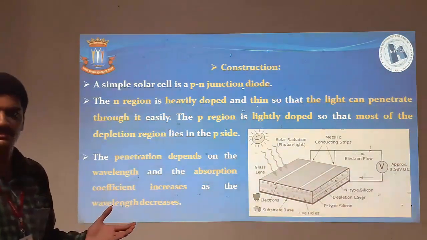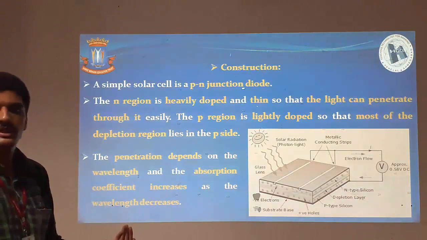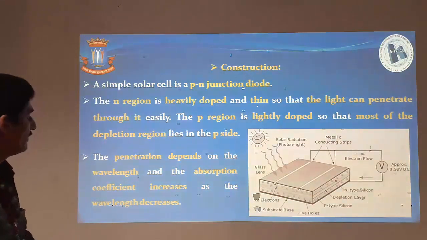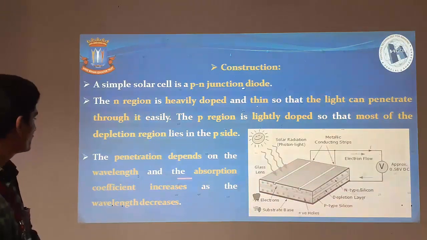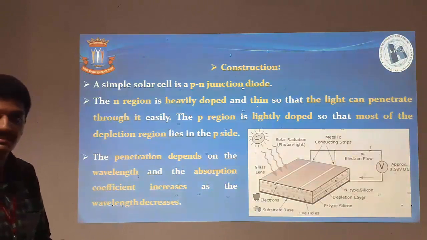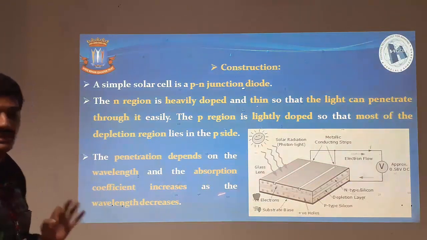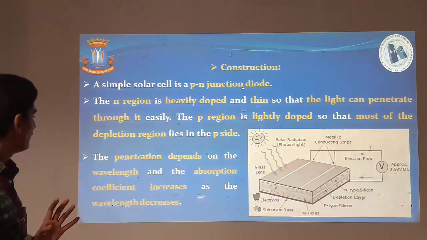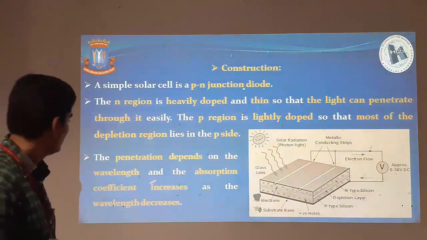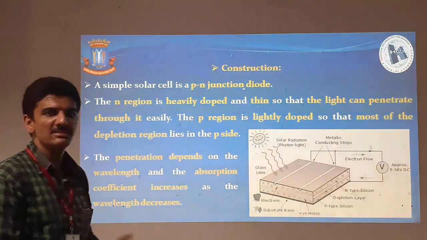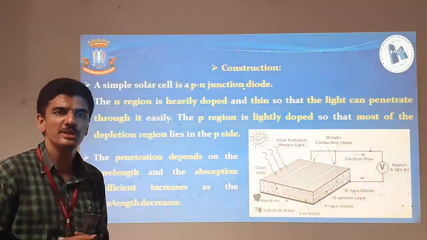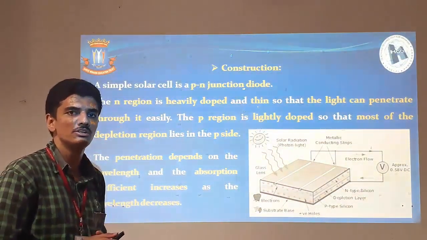Now, this penetration depends on certain parameters. Number one is the wavelength, that is related to the frequency, and the absorption coefficient increases as the wavelength decreases. See, the wavelength is a very important phenomenon. The absorption coefficient increases as the wavelength decreases. So, this is the scientific criterion which you have to maintain during the fabrication of solar cell.